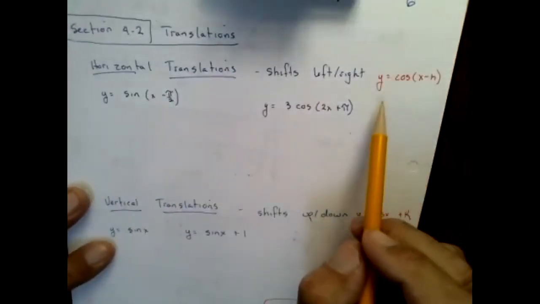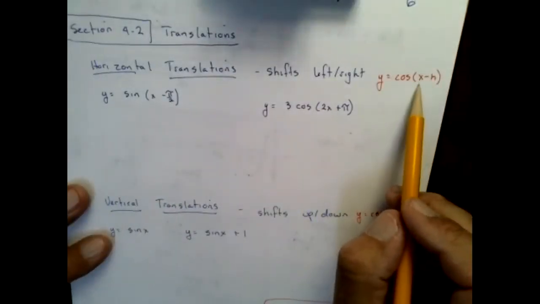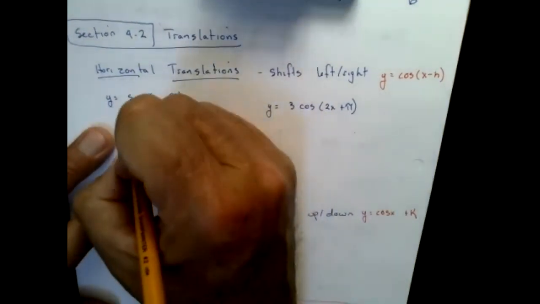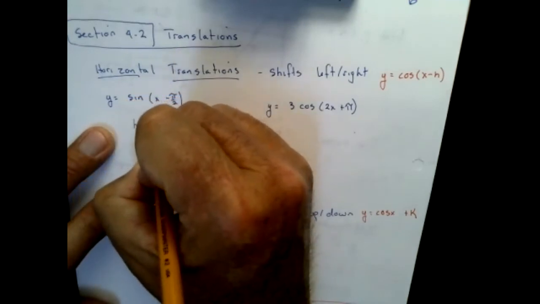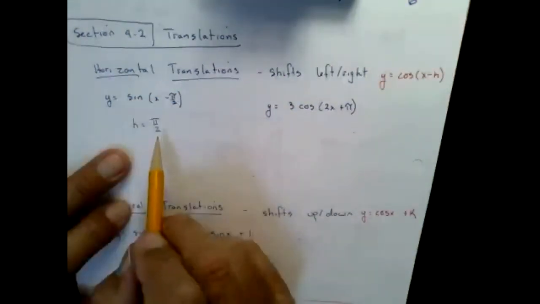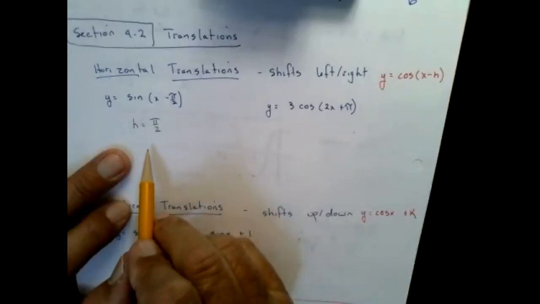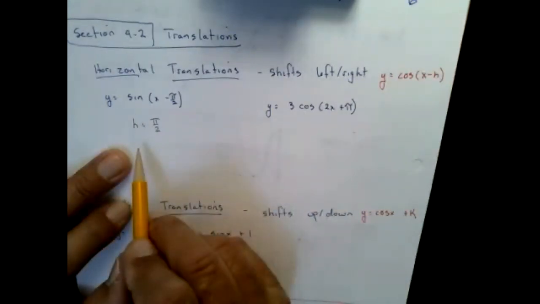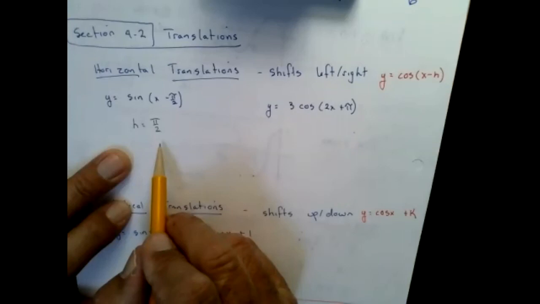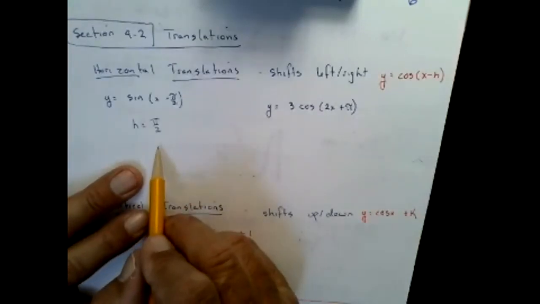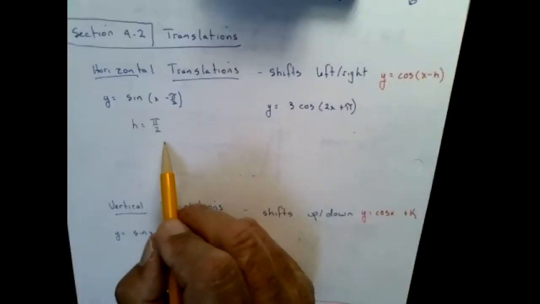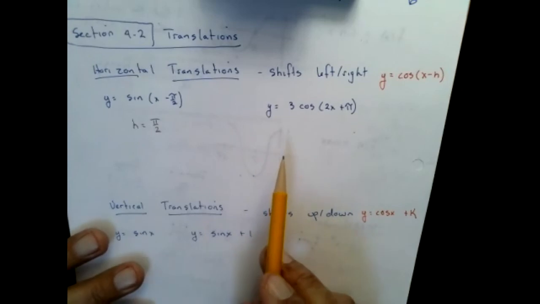I have y equals, in this case, the cosine of x minus h. So if I looked here, this guy would be, well, let's see, h equals pi over 2. So he's going to be shifted to the right. I think he means it's going to be shifted to the right pi over 2. Yes, that's correct.